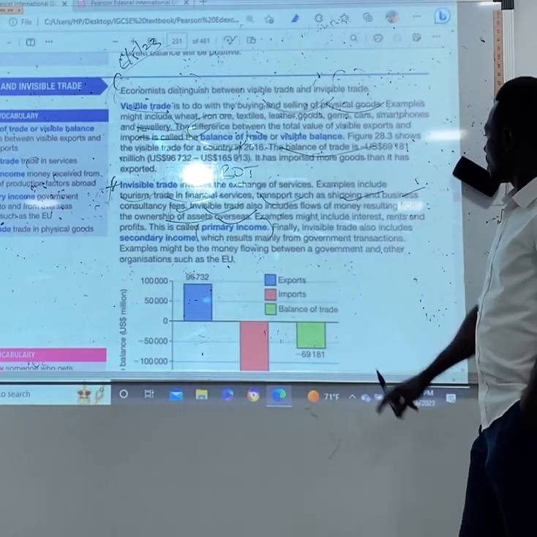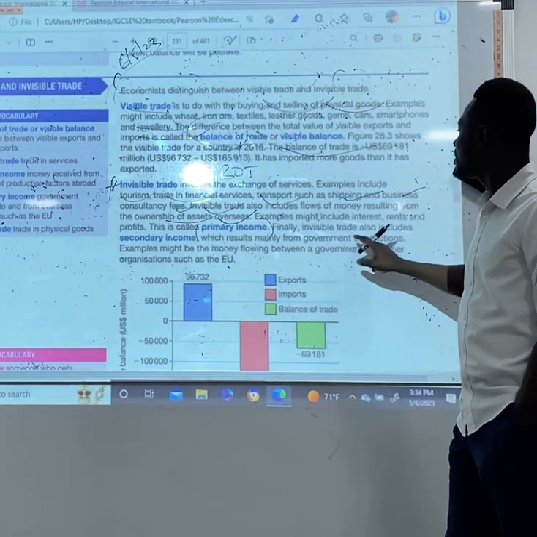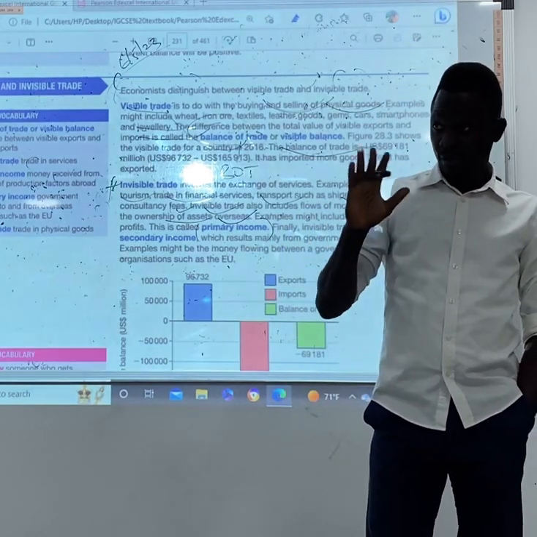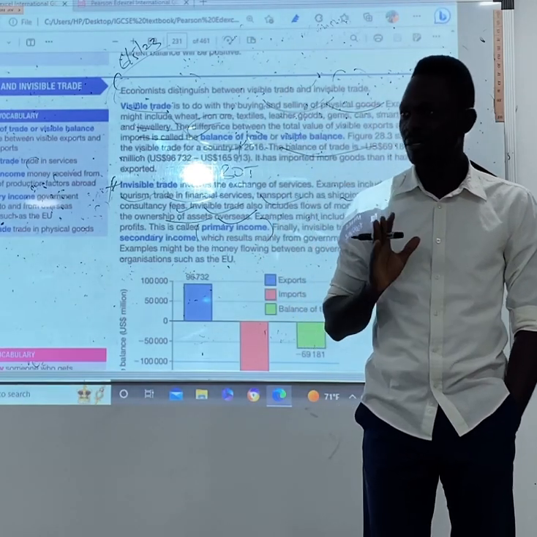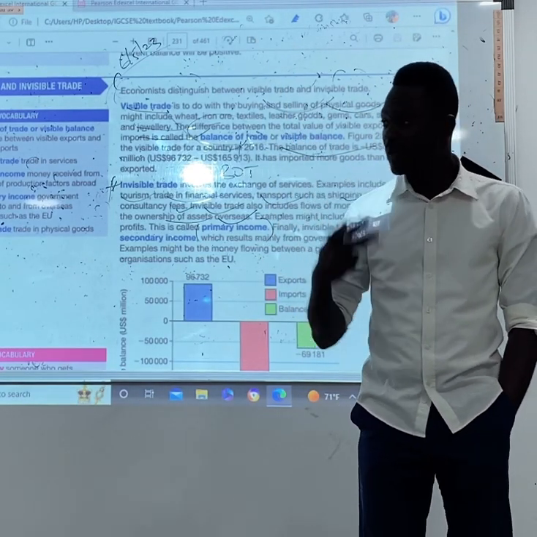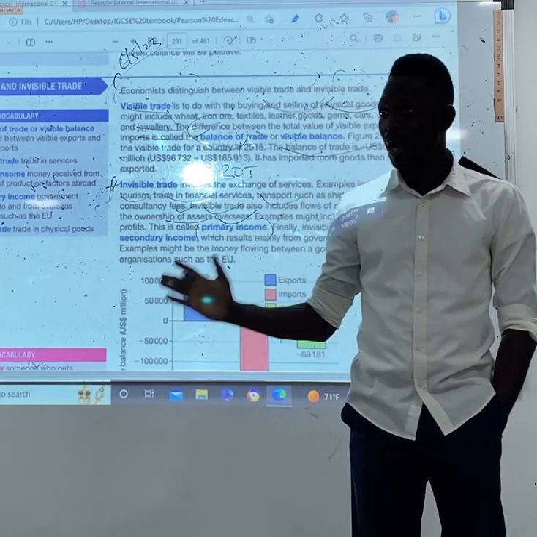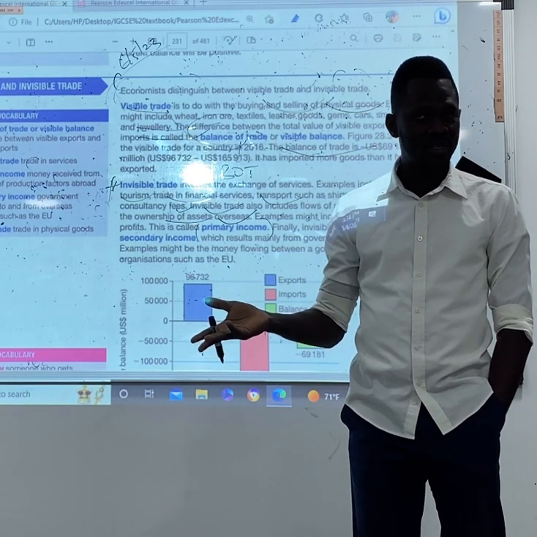Yes. Finally, invisible trade also includes secondary income, which results mainly from government transactions. So whatever the government does, it is secondary. Returns for government is secondary income. But for we individuals, it is what? Primary income. Do we get the difference here? Governments do have investments too. Do you know? Governments do have investments.